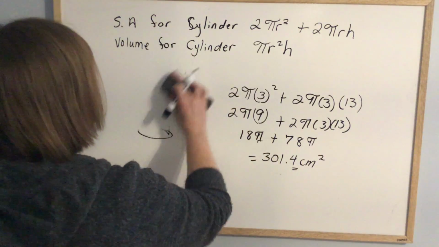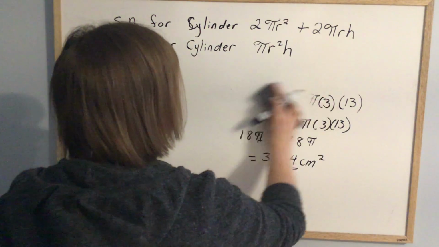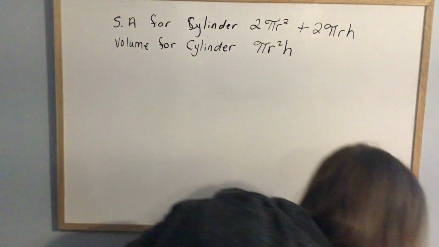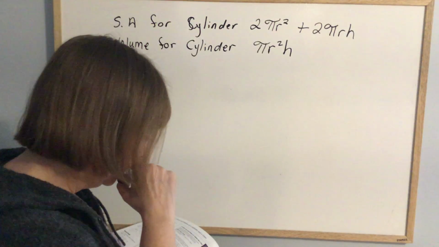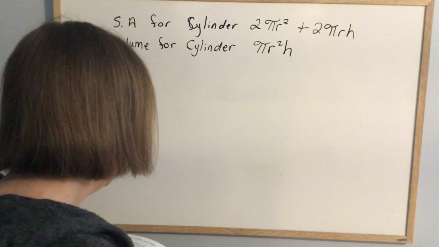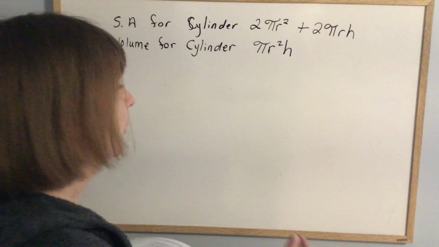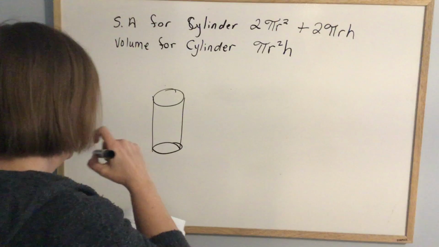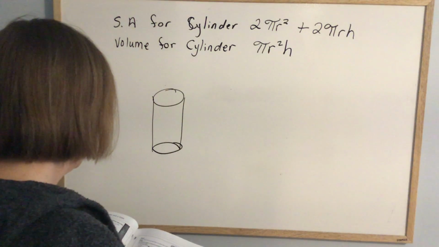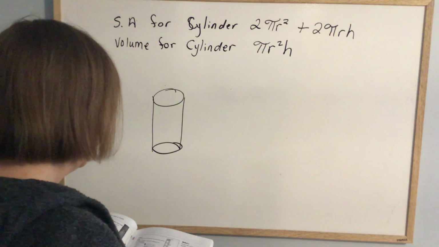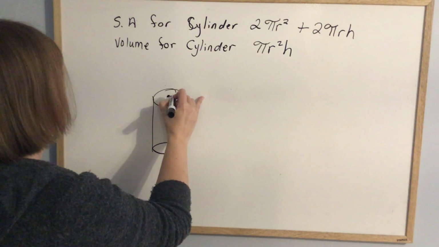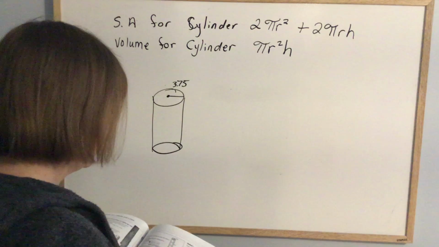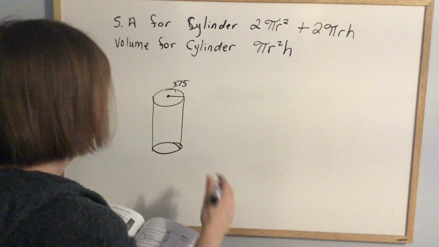Example 2. And again, I'm in section 7.5. Example 2 says find the volume of the can of tennis balls. If you've ever bought tennis balls, they come in a can. And for this one, it says the radius is 3.75. So this time they give us a radius and not a diameter. That's good. And the height is 20.3.